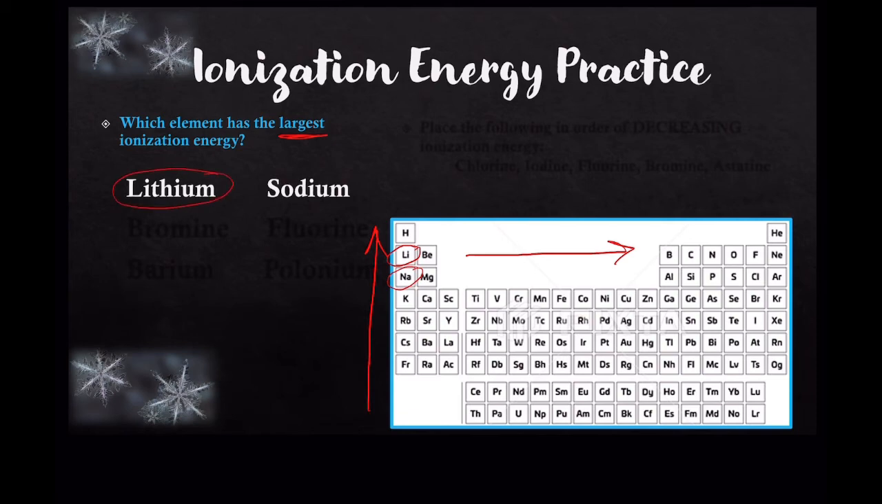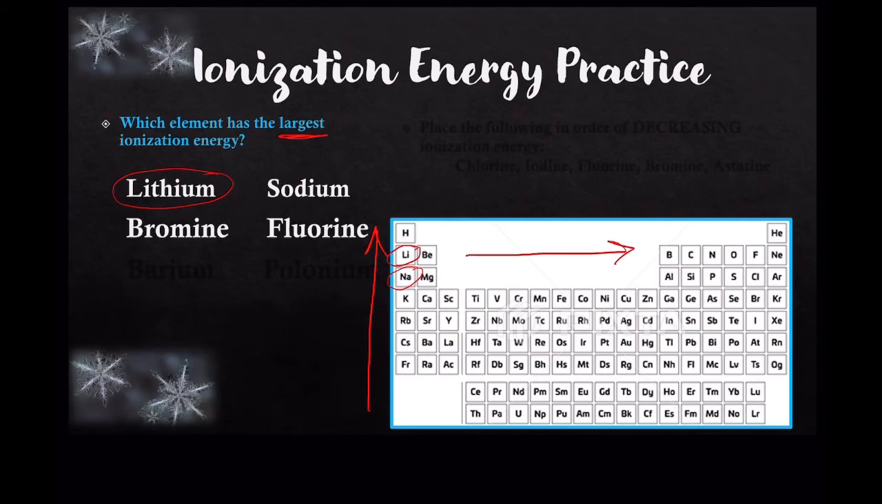So remember, lithium has only 2 energy levels, compared to sodium's 3. Its valence electrons are going to be closer to the nucleus. So the nucleus will exert a greater force of attraction on the valence electron that lithium has, pulling it closer.